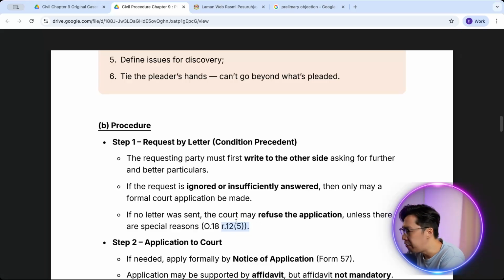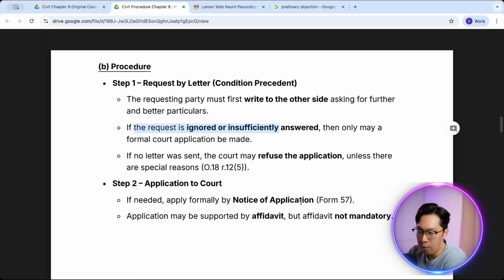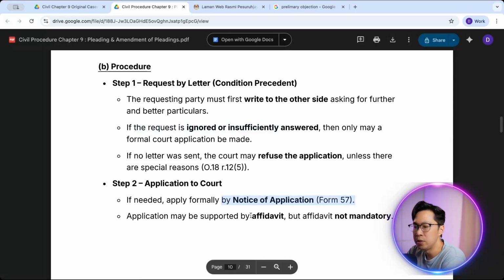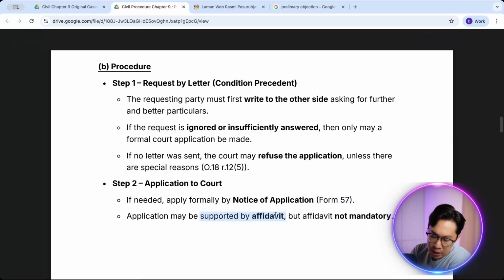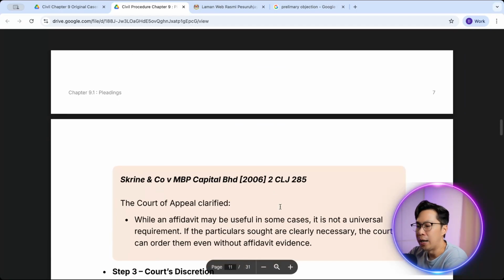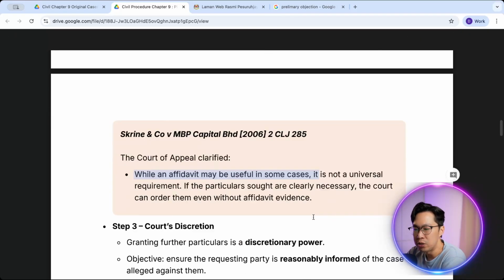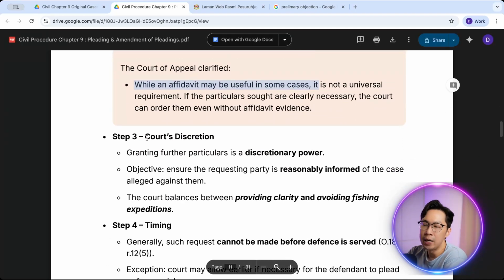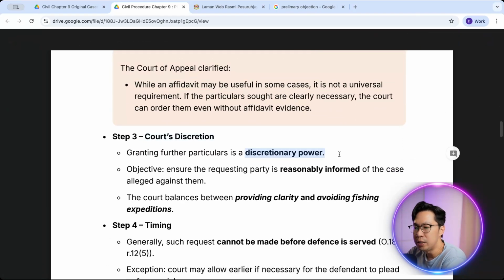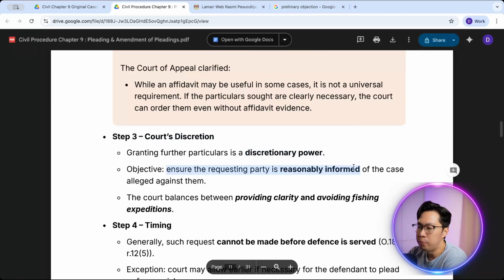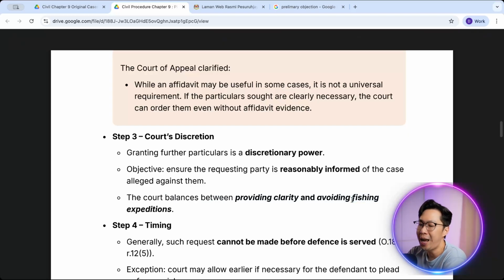So you must call first, or you must send a letter first. If the other party doesn't want to help you, then only do you go to the court and ask the court for help. Then notice of application, supported by affidavit. But affidavit is not mandatory here. Okay, affidavit is not mandatory because there's a case you can quote, Kuan Ying and MBf Capital. While affidavit is useful, it's not universal. Then after that is the court's discretion. The court has a discretionary power to ensure the party is reasonably informed, and the court balances between providing clarity and avoiding a fishing expedition.